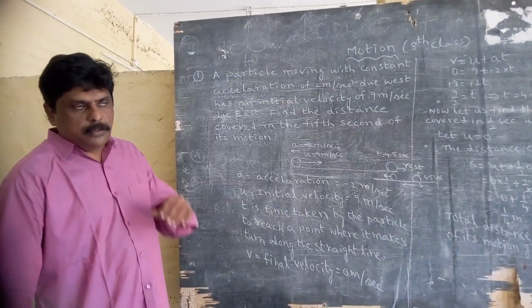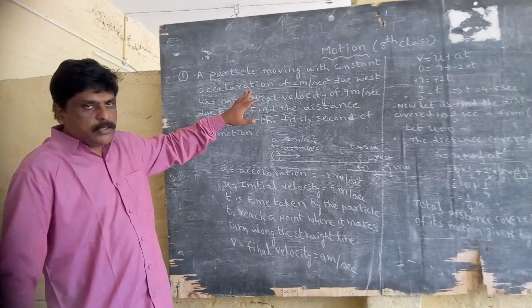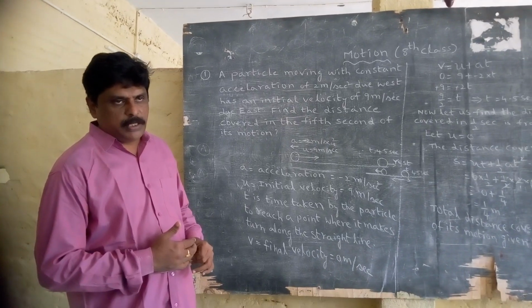All of you understand that? Not yet? We are given that the acceleration of the particle is 2 meters per second square, and the initial velocity of the body is 9 meters per second. After that, we have to find the distance traveled by the particle in the fifth second.